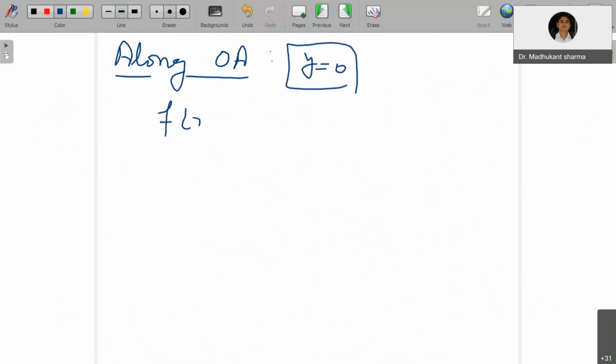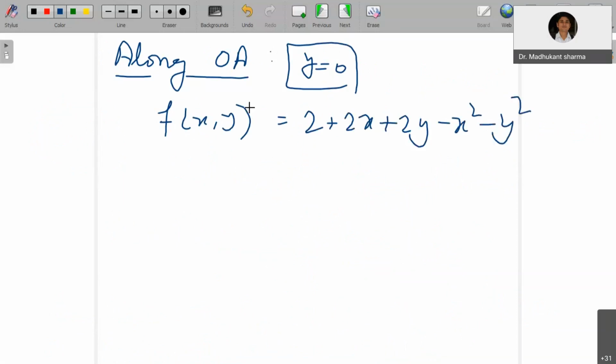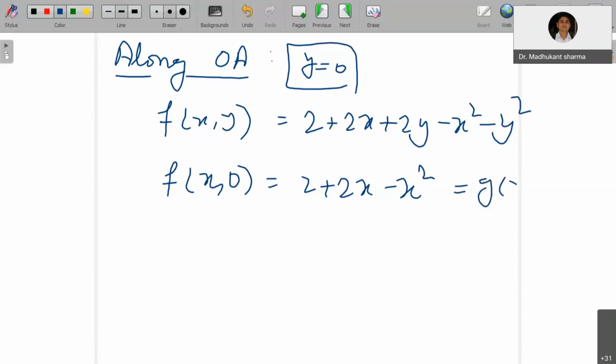Now, what is f(x, y)? If you recall, that is 2 plus 2x plus 2y minus x squared minus y squared. So along the line y equals 0, what is f? f(x, 0) is going to be 2 plus 2x minus x squared. So it is a function of a single variable when you are moving along y equals 0. So you can work it out like this: say this is some g, and you find all the critical points now.